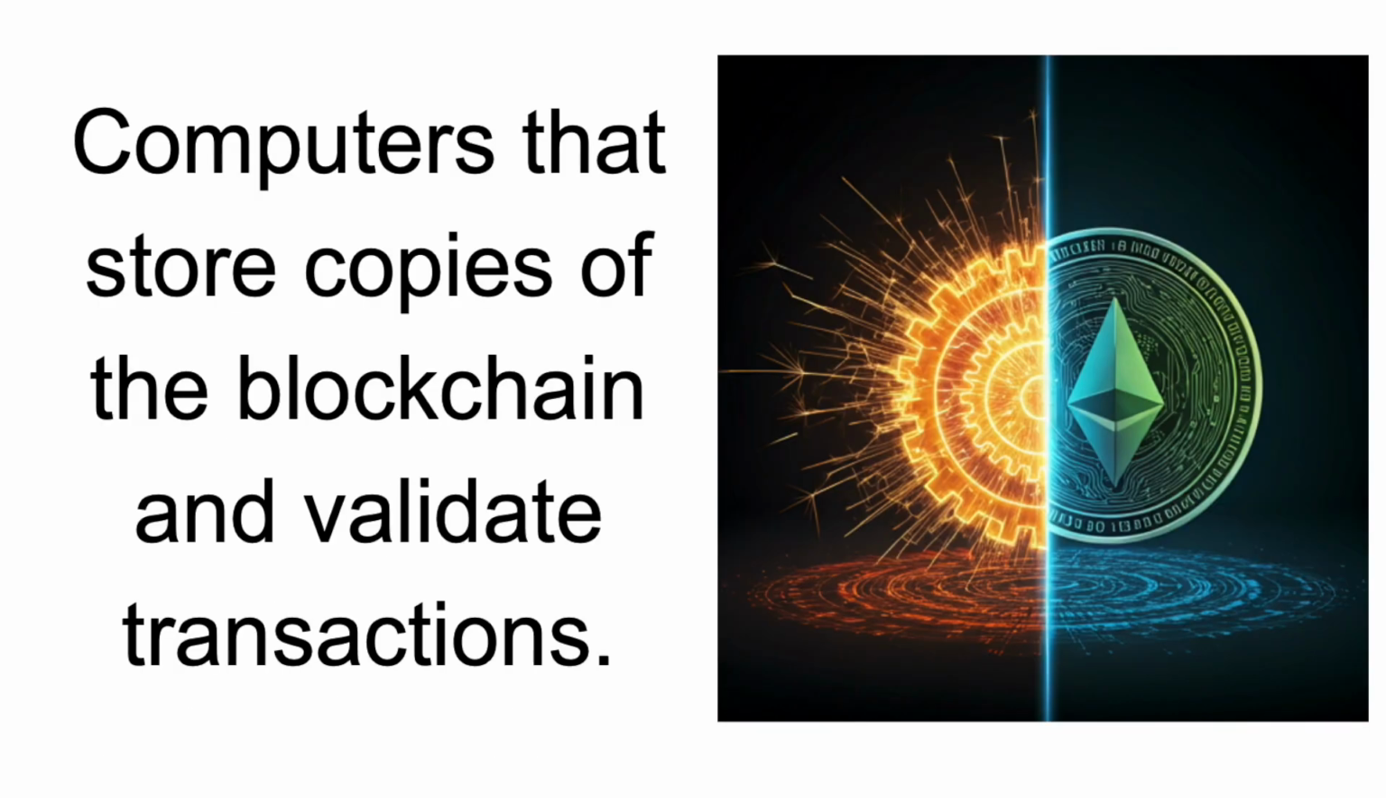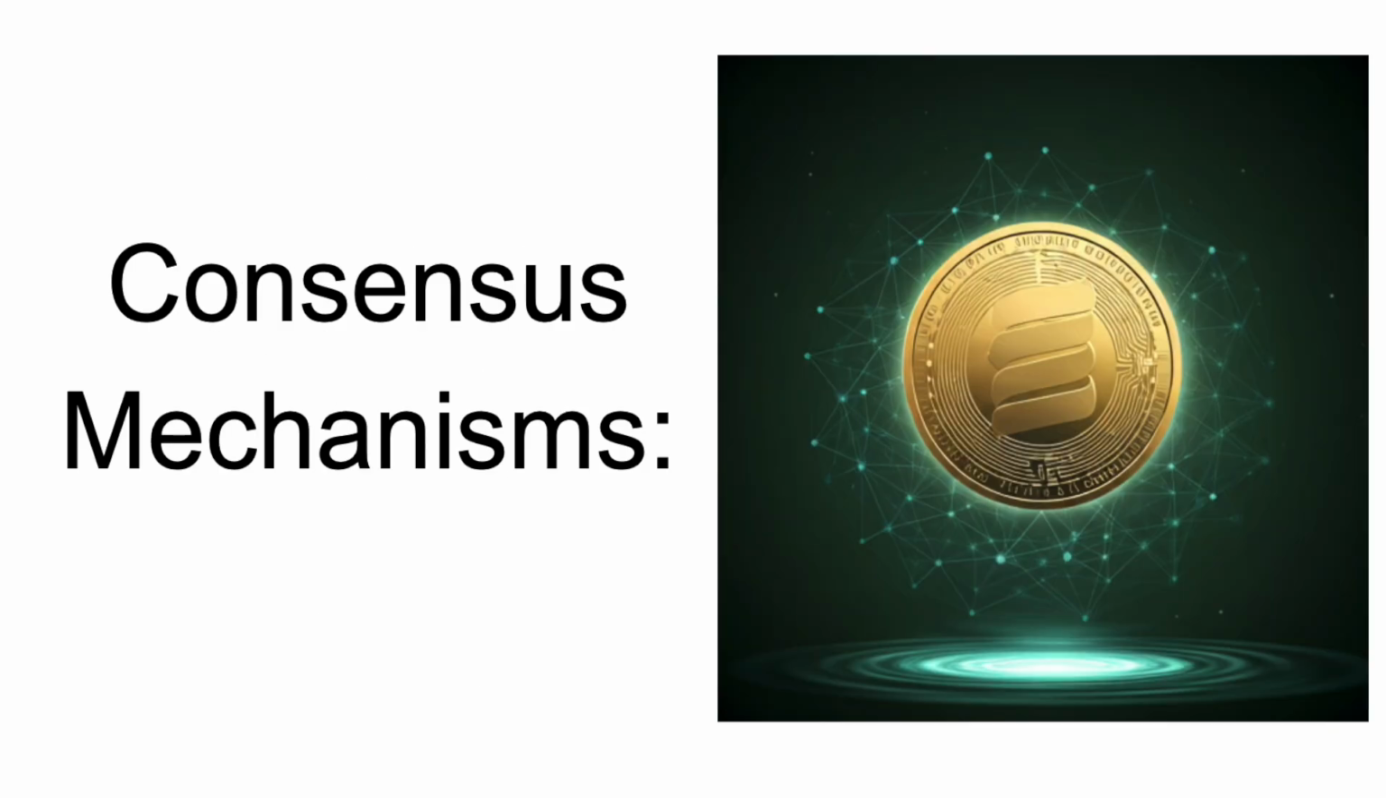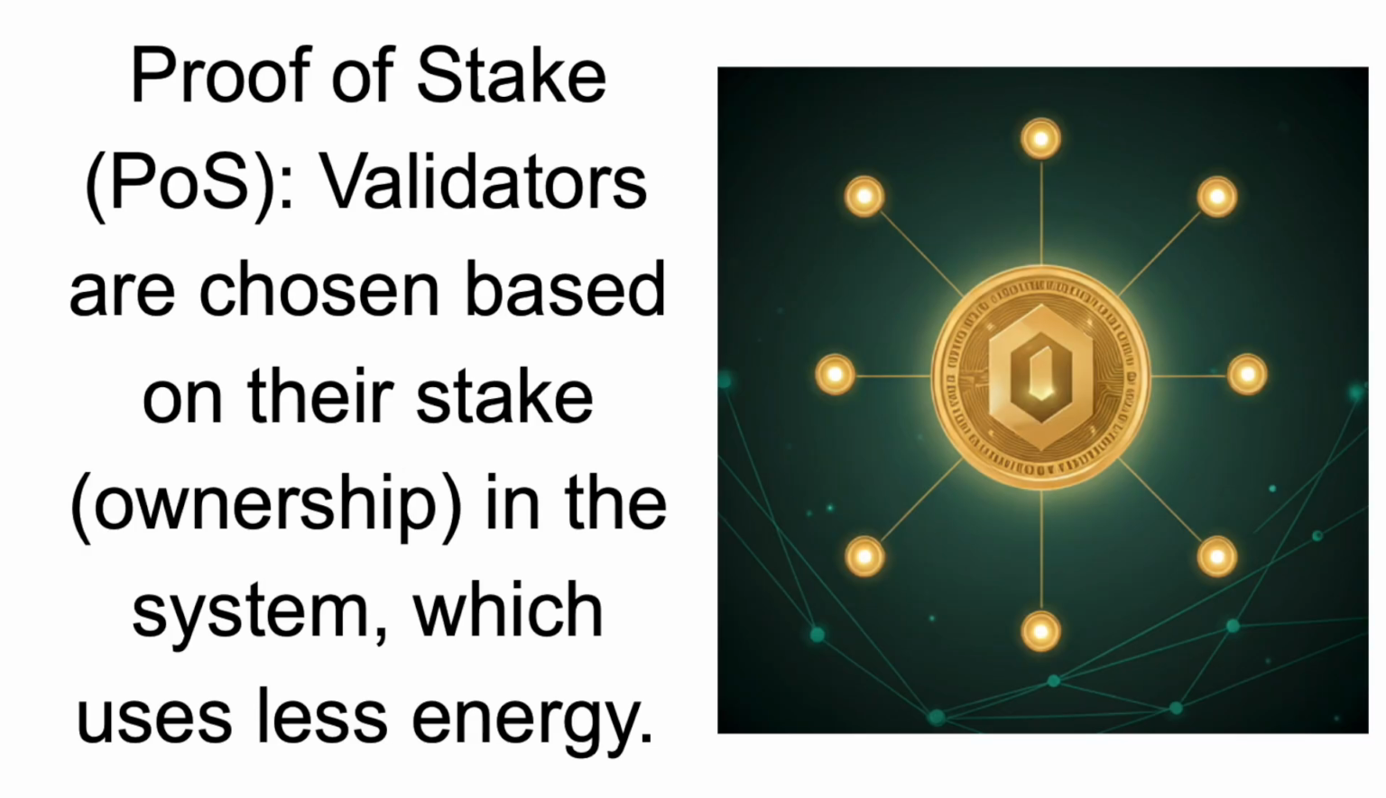Nodes. Computers that store copies of the blockchain and validate transactions. Nodes work together to maintain the system's integrity. Consensus mechanism. Proof of work (POW). Nodes solve complex puzzles to validate transactions, secure but energy intensive. Proof of stake (POS). Validators are chosen based on their stake ownership in the system, which uses less energy.